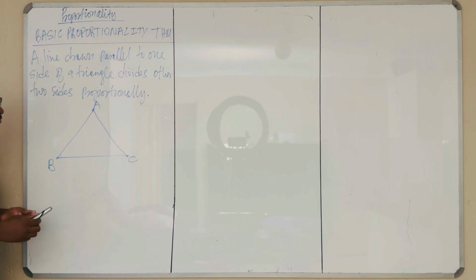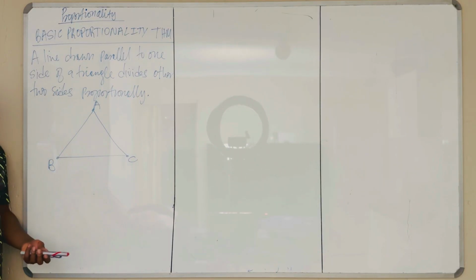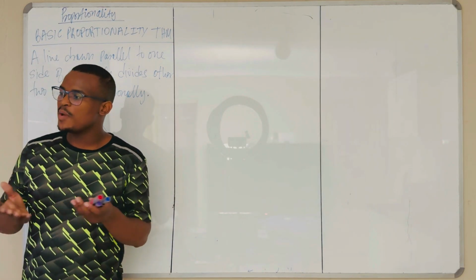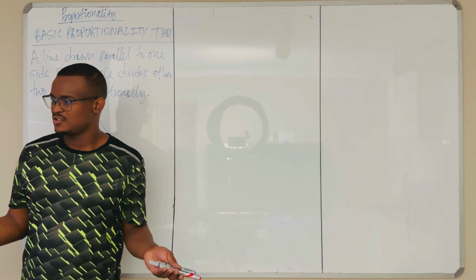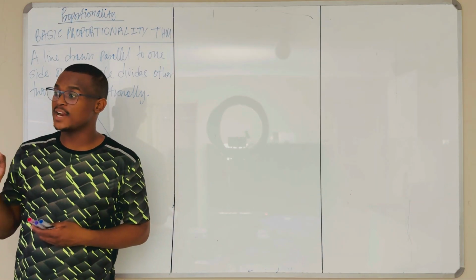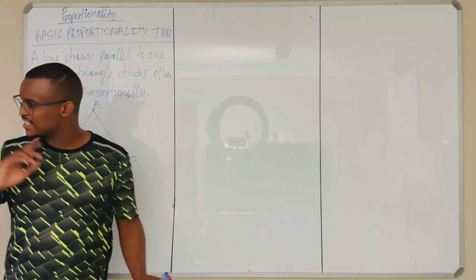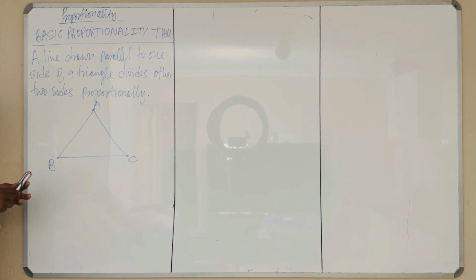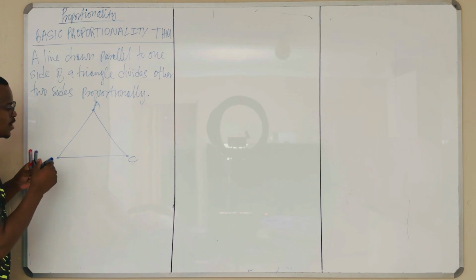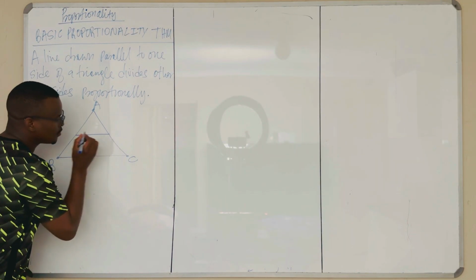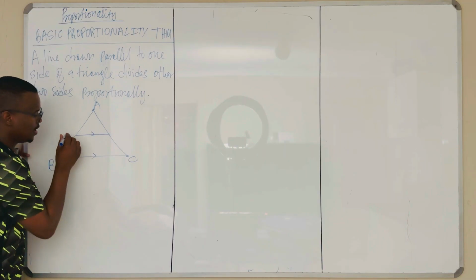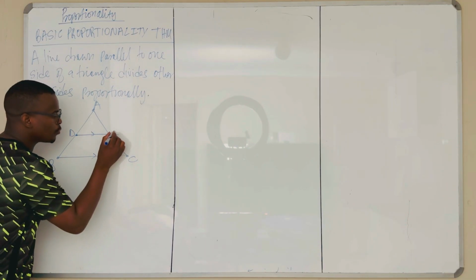So in this case, we draw a line that will be parallel to one side of the triangle, and it's going to divide the other two sides proportionally, which means the line that you're going to draw should join the other two sides somewhere. Specifically, I'm going to say this line of ours should join these two sides. Let's say this line is parallel to this one, and let's call this point D and point E over there.